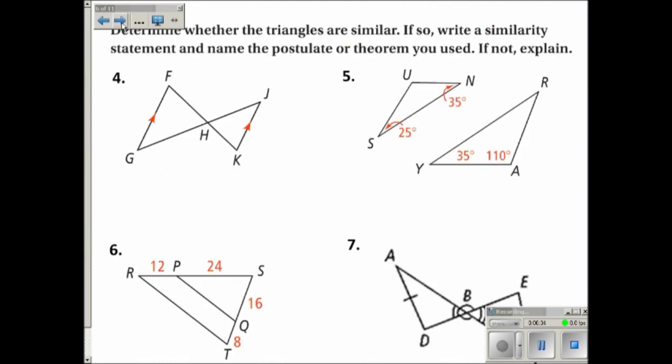Okay, now there are a few more examples here. I won't go through them for the sake of time, but let me just point out a few things. One is when you have parallel sides, keep in mind the alternate interior angles theorem. Okay, that angle F is congruent to angle K by the alternate interior angles theorem, and angle G is congruent to angle J by the alternate interior angles theorem.